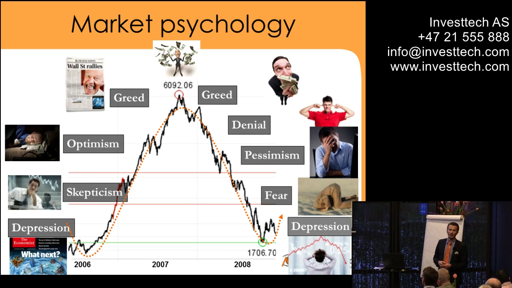This is an example of the Shanghai index from 2006 until 2008. The market moves in different waves. When it has gone a lot down, it goes from depression up to skepticism, then optimism. Then we can read in the newspaper that now you have to invest in the stock market. We are close to greed. It turns over, but we still expect the market to go even higher. So we are greedy, and then in denial because we expect it to go even further up. Then pessimism, because we thought we were right, but we have lost money. Down to fear and back to depression.